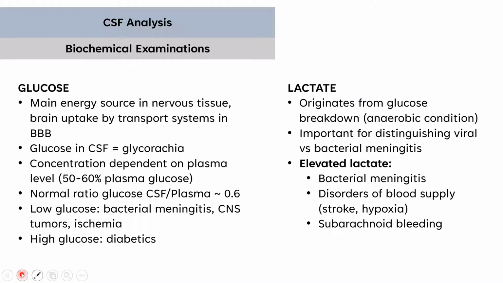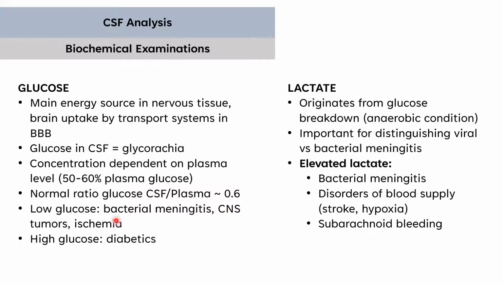There's a special transporter, the glucose transporter, that is responsible for the uptake of glucose into the brain. And when there is glucose in the CSF, we call that glycorrhea. The concentration of glucose in the CSF highly depends on the concentration in the plasma. So when we evaluate whether the glucose content in the CSF is normal or not, we need to first know the content in plasma. To find out whether it's normal, we can also obtain the ratio of CSF glucose to plasma glucose, which should be around 0.6.